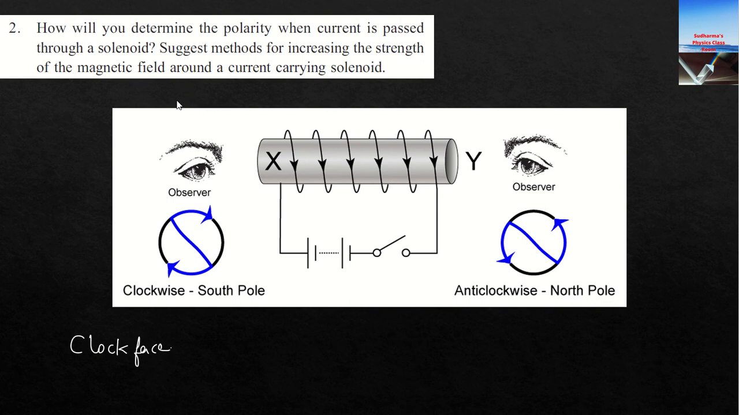How will you increase the strength of the magnetic field around the current carrying solenoid? Increase the current, increase the number of turns, insert a soft iron core material, and take a solenoid of smaller radius. These are the methods to increase the strength of the magnetic field due to a solenoid. These are the things we already discussed during the classes.